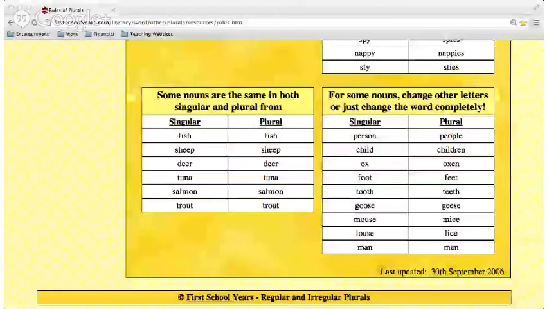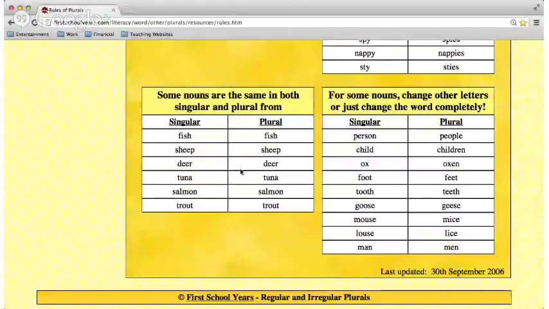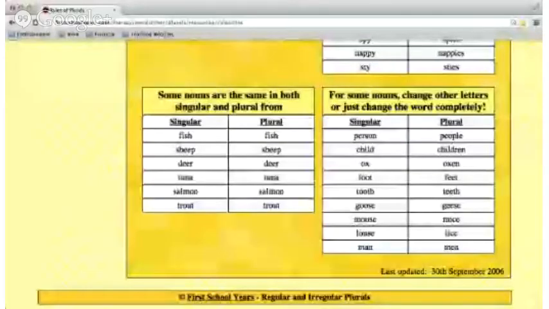The L is silent. Yes, the L is silent, Edwin. The L in salmon is silent. Okay, we don't say "salmon" with the L, it is salmon. Good. And this word is trout. Trout. Good. Excellent. Thank you very much.